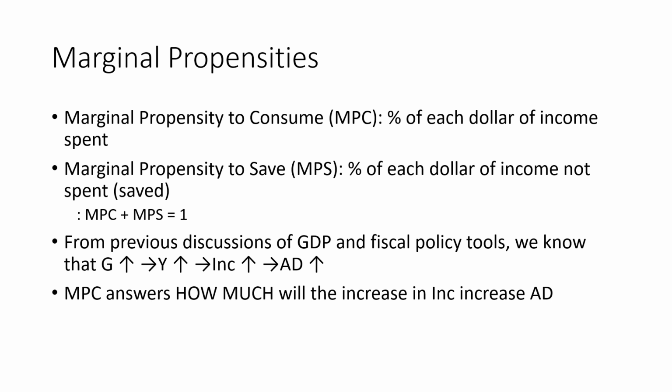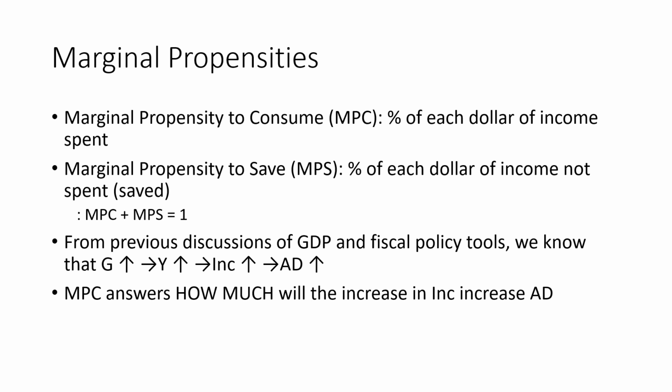The marginal propensity is the percentage that you either spend or save. So the MPC is the marginal propensity to consume, which is the percentage of each dollar you spend, and the MPS is the marginal propensity to save, the percentage of each dollar that you do not spend, which is to say you save it. When you add them together, they have to equal 1, it's an identity. If you have $1, you can't spend and save more than $1. You actually can if you go into debt, but we won't deal with that right now.